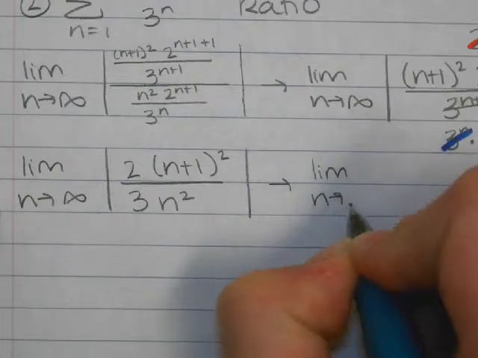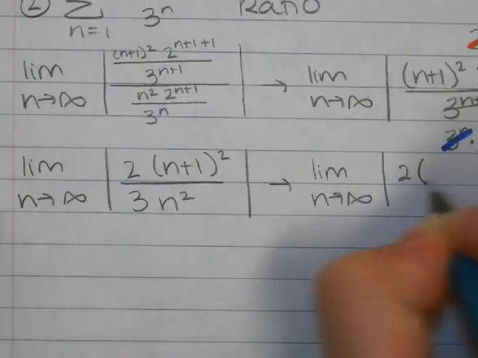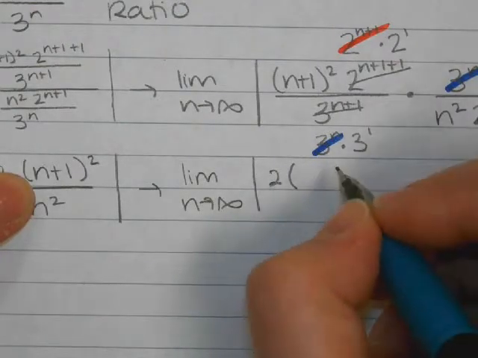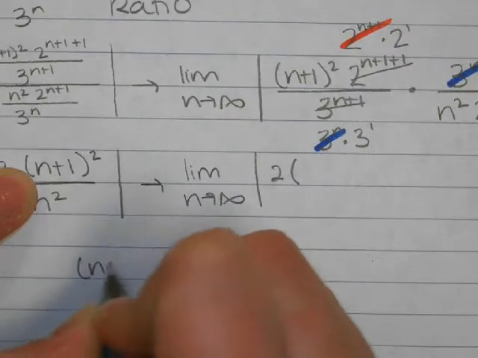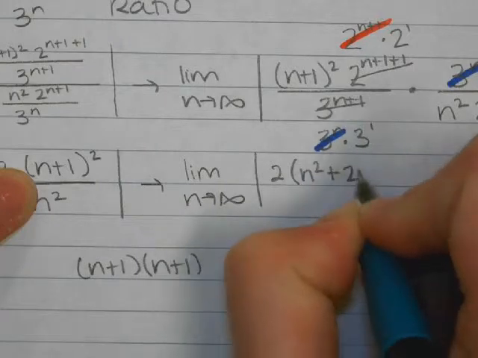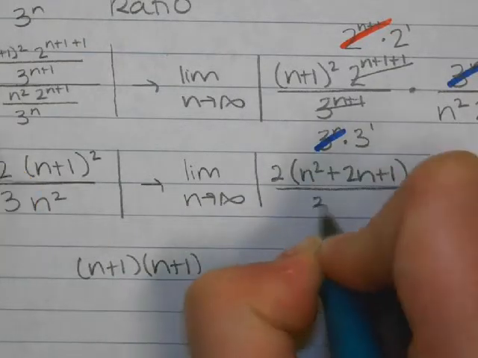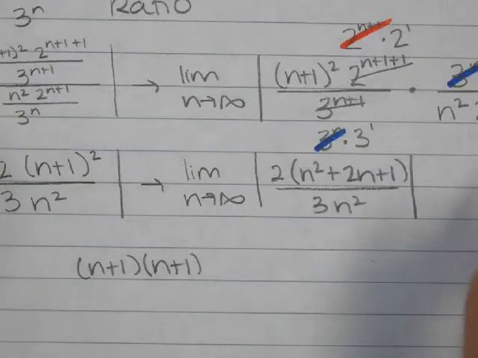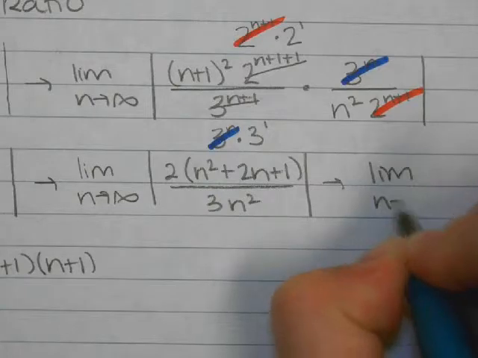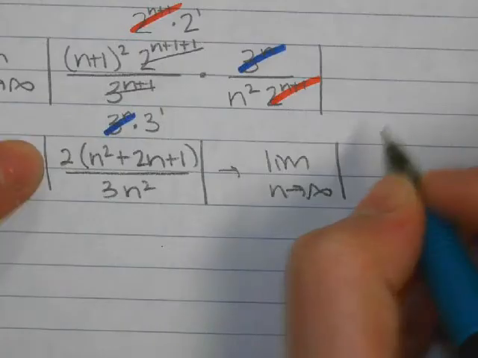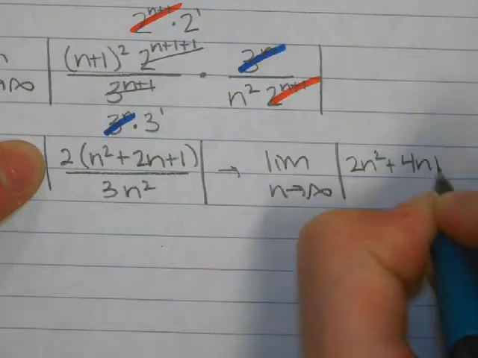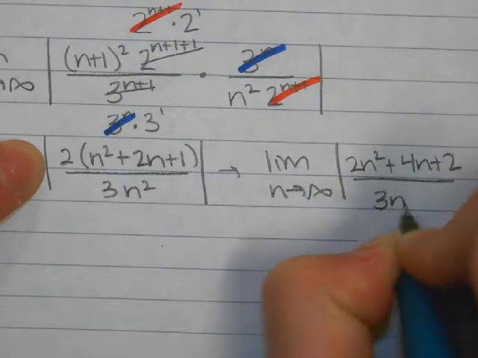So I have the limit as n goes to infinity of 2 times, and if I write n plus 1 out twice and FOIL it, I get n squared plus 2n plus 1. And I'll go ahead and do one more step. So that would be 2n squared plus 4n plus 2 over 3n squared.